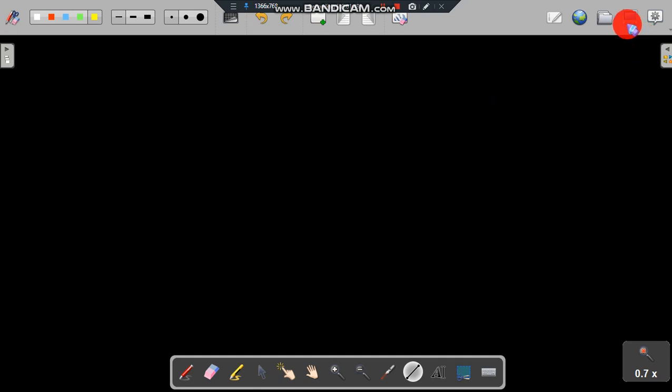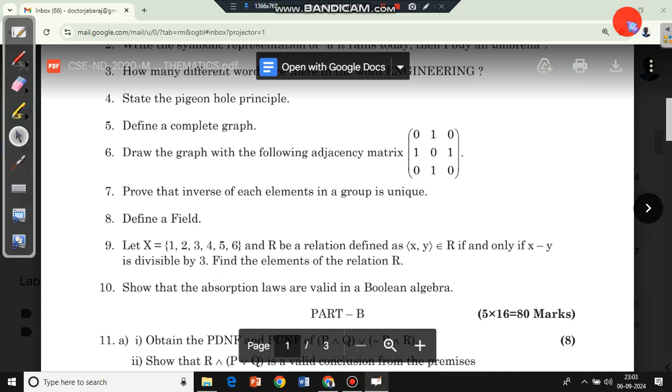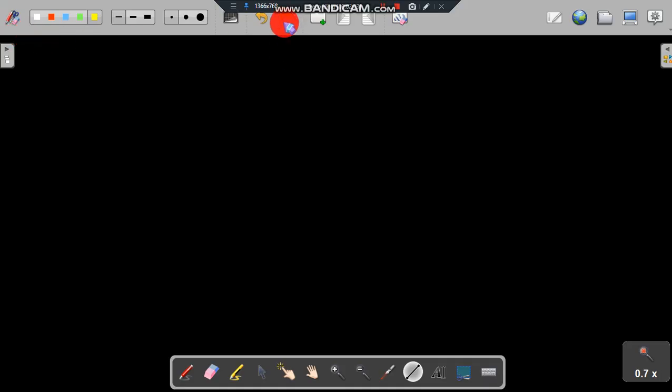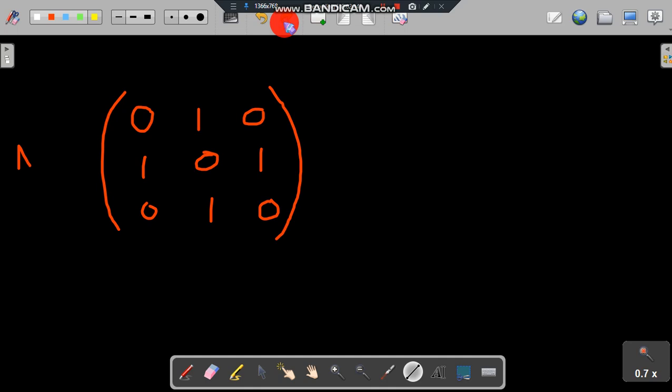Okay, so what is the matrix given to us? 0 1 0 1 0 1 0 1 0. For this we have to draw the graph. So this is the matrix given to us, that is, the adjacency matrix for some graph. What is that graph? That is the question here. Now look at that.